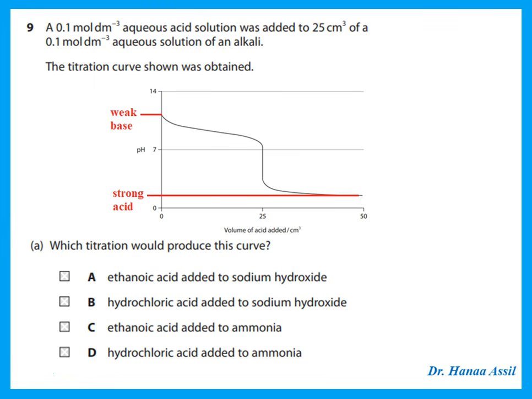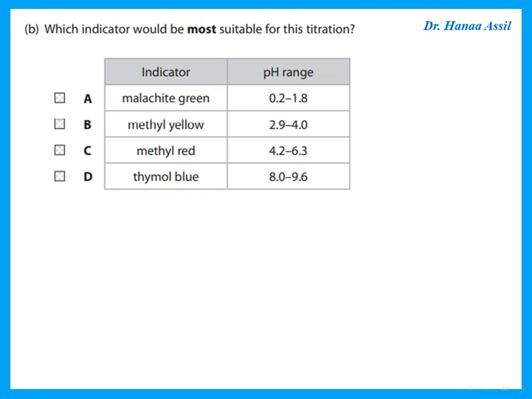Of course, which one is stronger, ethanoic or hydrochloric? Well, you should realize hydrochloric is a strong acid. So I want an answer that has hydrochloric acid added to a weak base. Which of these is a weak base? Of course, you should know that ammonia is the weak base.